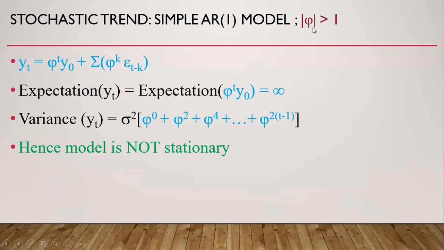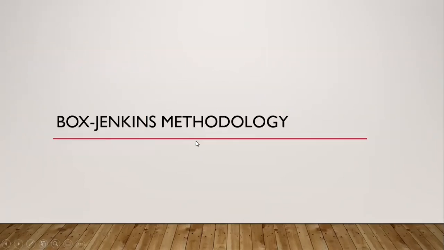Now the third scenario is that the parameter is more than 1. So this is our model. If we put the parameter more than 1, then expectation becomes infinity, because a value of more than 1 raised to the power t will of course become infinity, and the variance of the series is given by this term, which keeps on increasing, so the model is not stationary. So if the parameter is more than 1, the model is not stationary.